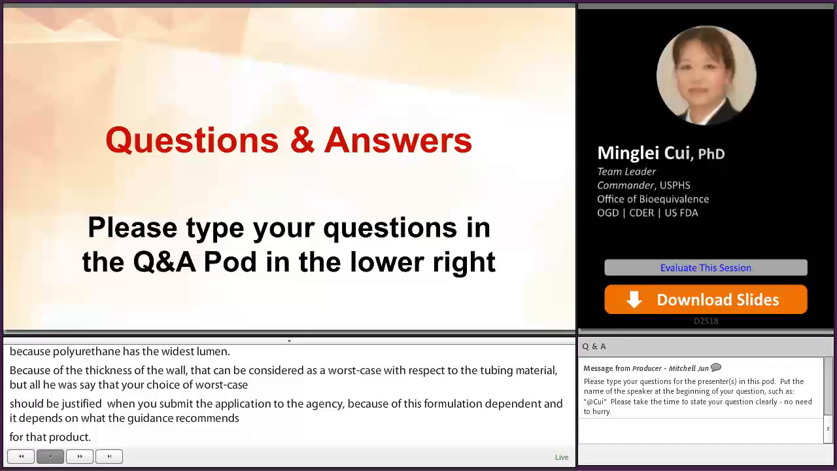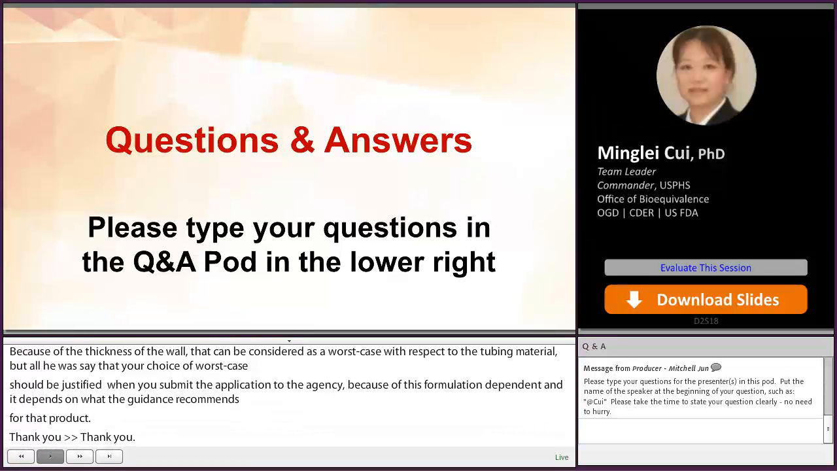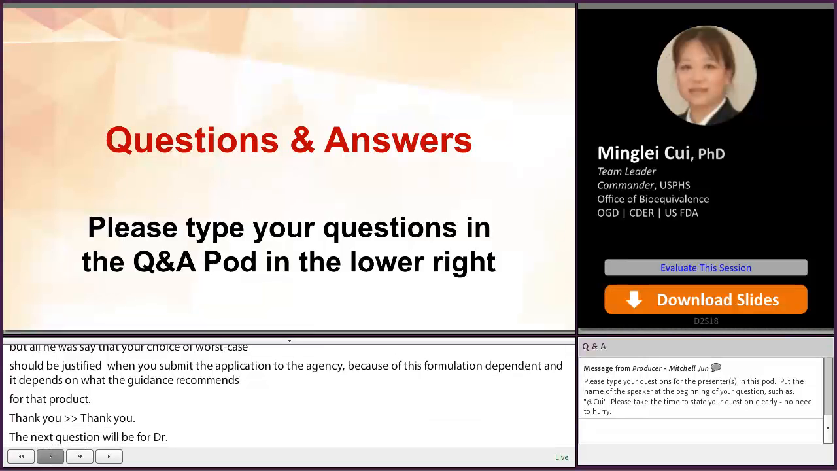So the first question is, when using systemic PK data to draw conclusions about local availability in the GI tract, what PK metrics are most valuable for the bioequivalence evaluation?